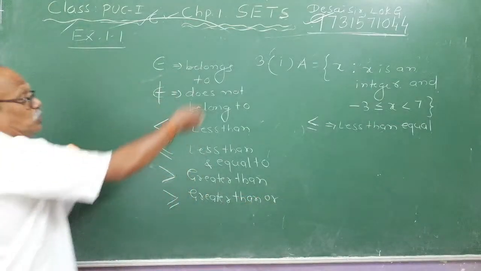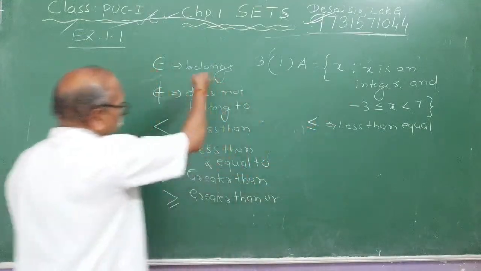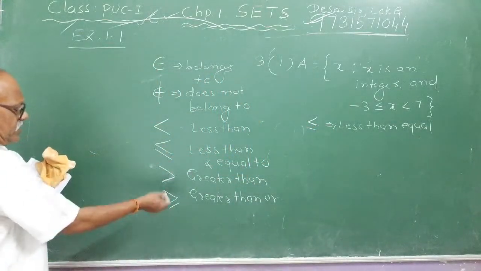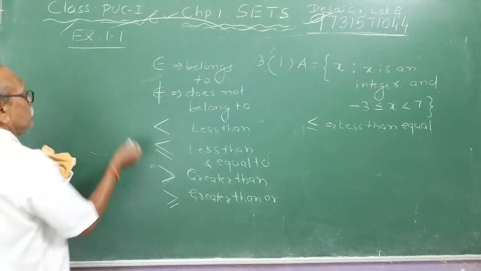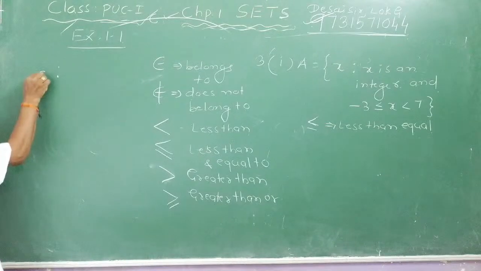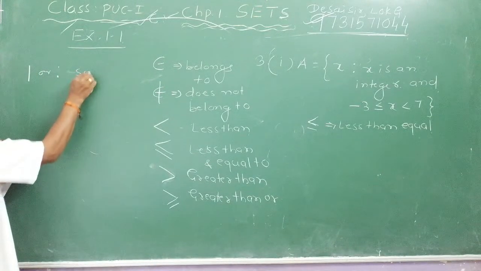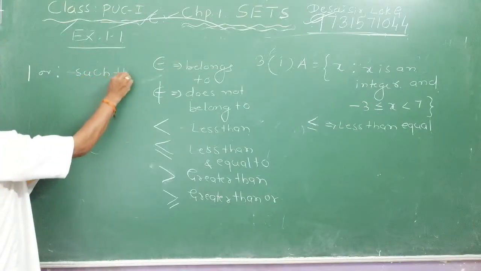You can write, you leave a quarter place in the maths classwork book. You note down such things, extra information. What is the symbol? This either colon or the vertical line represents such that in the number set. Note down. Such that.